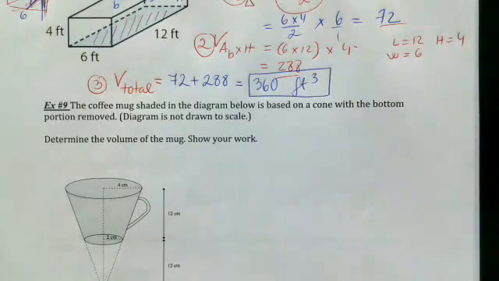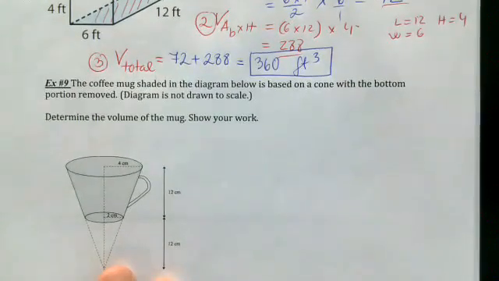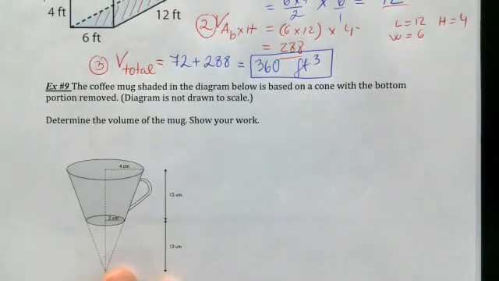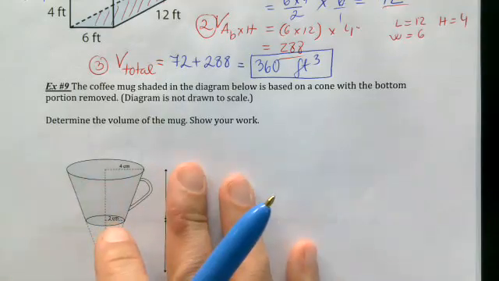Coffee mug. Now, this one is an interesting one because the volume of the coffee mug is actually coming from looking at an entire cone where the bottom of the cone was removed, right? So we're asked, or it's telling us the coffee mug shaded in the diagram below is based on the cone with the bottom portion removed, determine the volume of the mug.